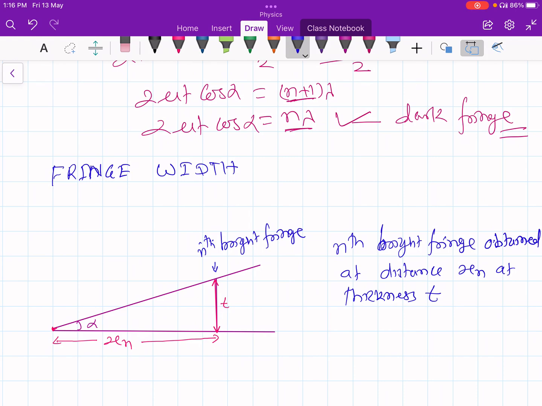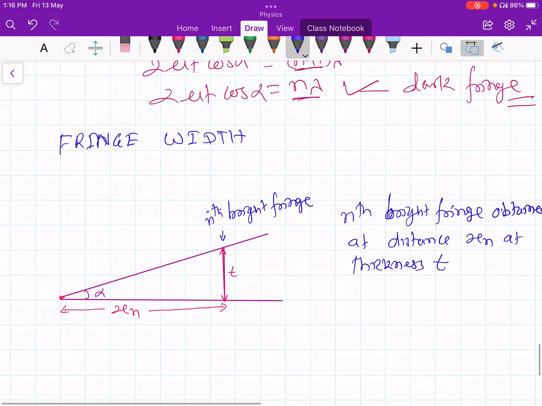Then what would be the equation? So let us take tan alpha in this case. What would be tan alpha? Tan alpha would be t upon xn, or t is equals to xn tan alpha.